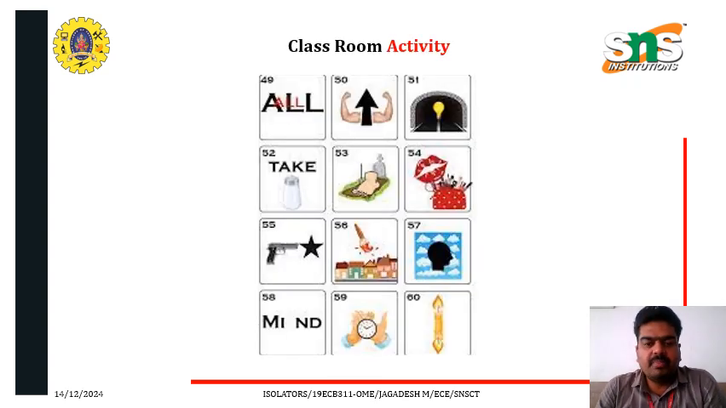So let's take up the classroom activity. Just look at the diagram image shown in the slide and find out the answer. The group of team members, discuss and find out the answer for this rebus puzzle.